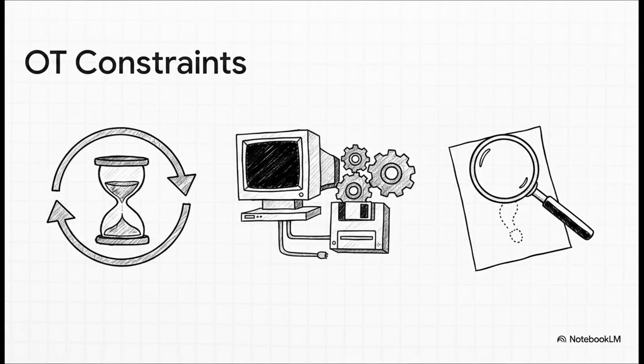There are 3 massive constraints that make OT so tricky to lock down. First up, availability. OT needs near-constant, uninterrupted uptime. Second, legacy systems. You're dealing with hardware that has decades-long lifespans, running proprietary protocols that might actually crash if you try to hit them with a standard IT vulnerability scan. And third, they operate with extremely limited logging, which makes threat detection incredibly difficult.